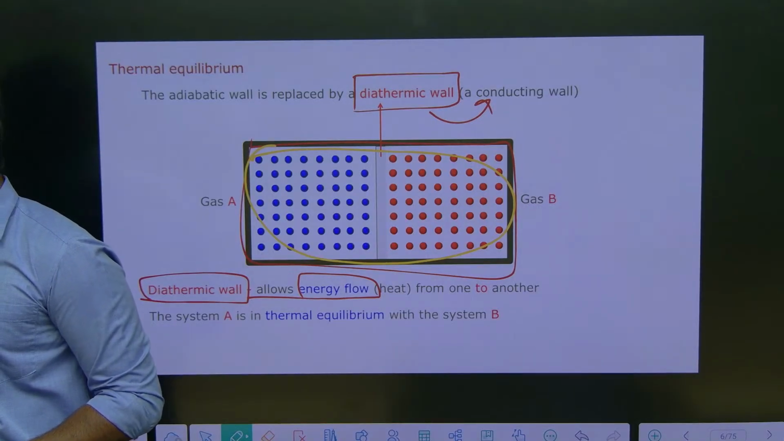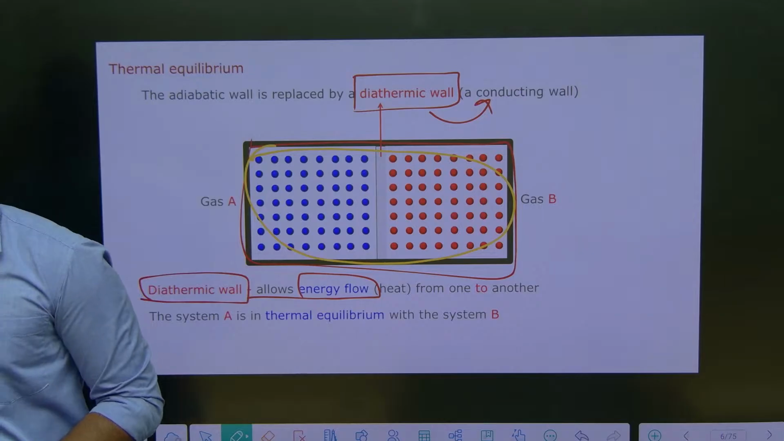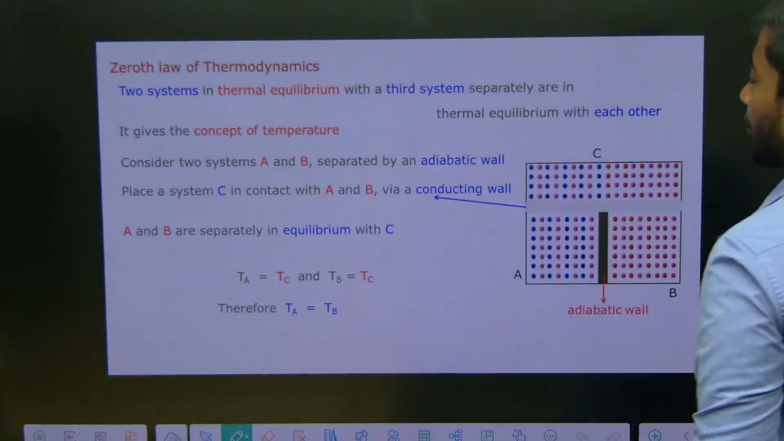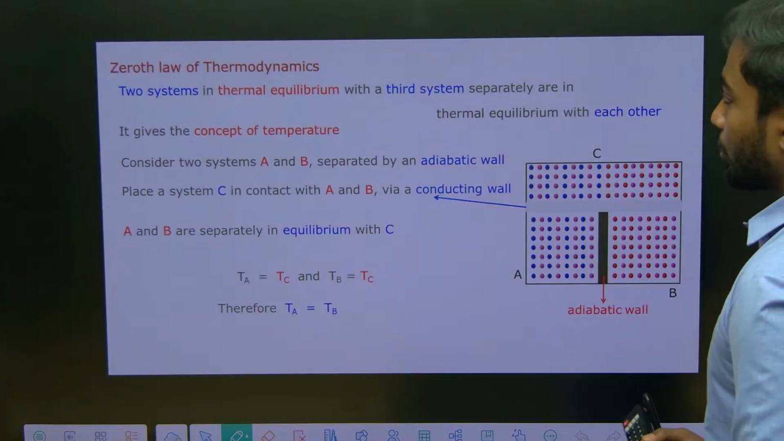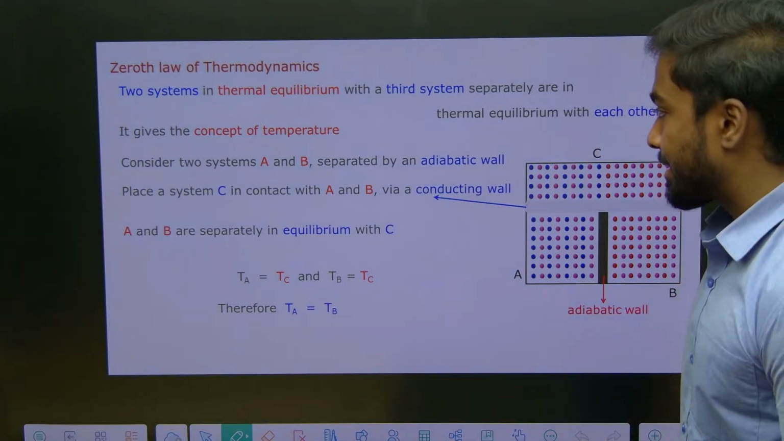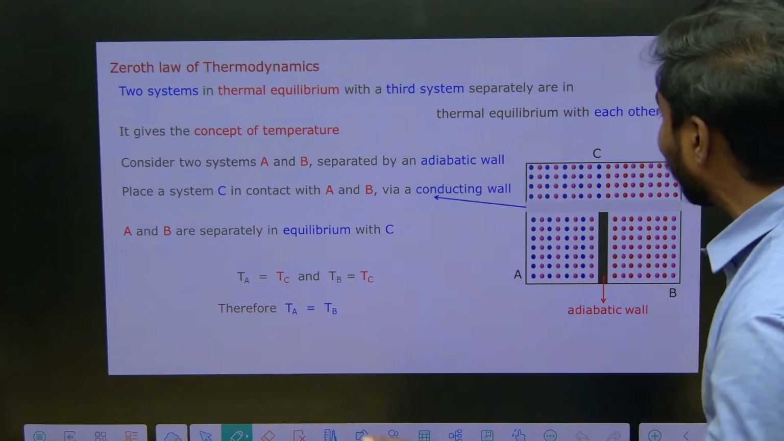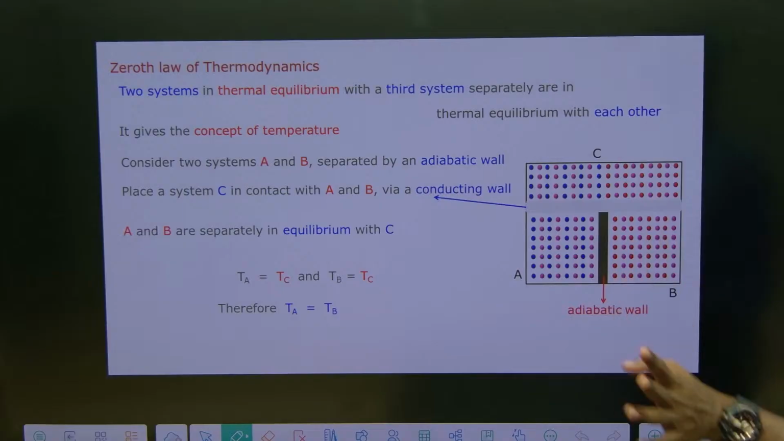Okay, we'll go for the next one. Got it. So the next one is the zeroth law of thermodynamics. So what is the zeroth law saying? Two systems in thermal equilibrium with a third system separately are in thermal equilibrium with each other.